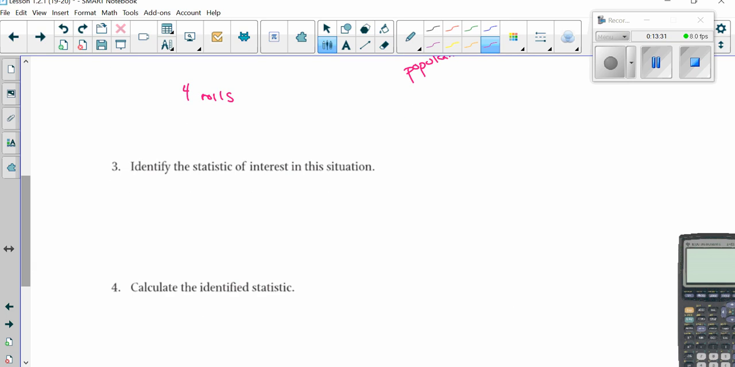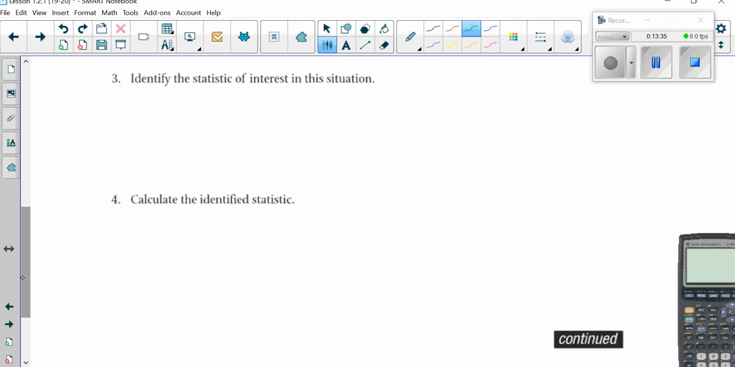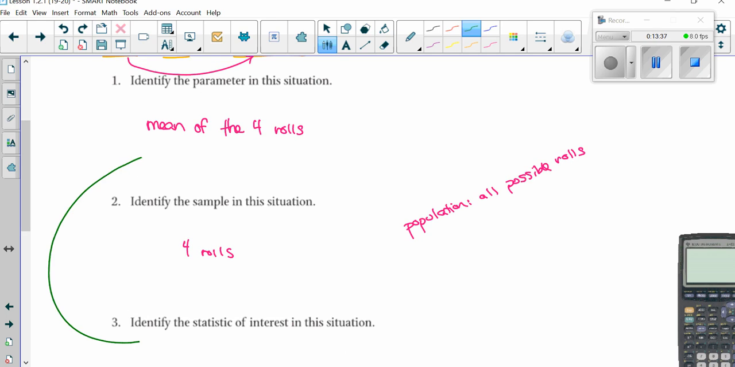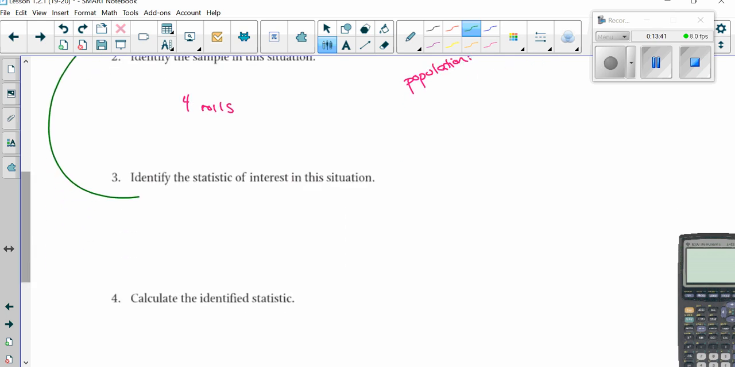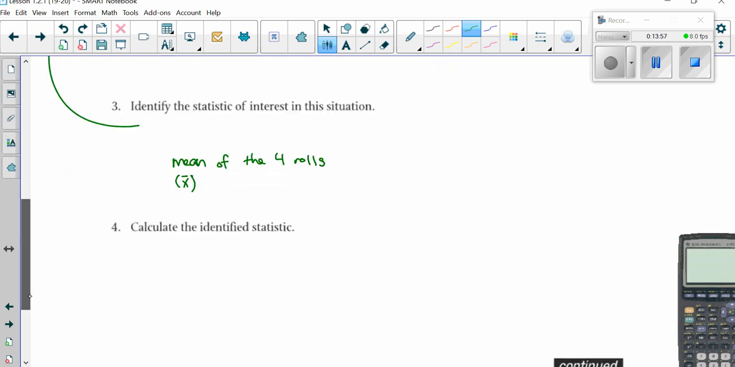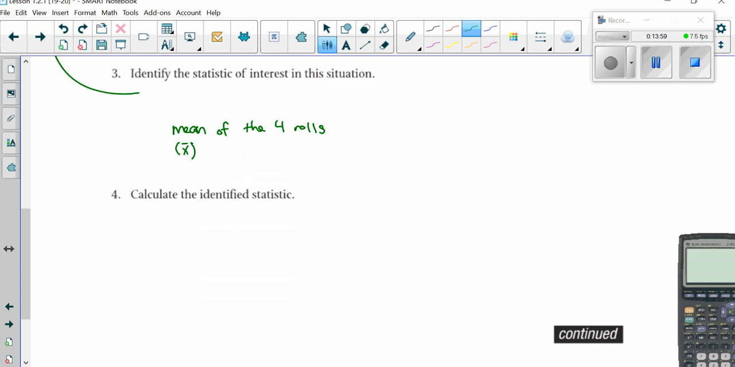The statistic of interest is again answering the parameter. So I would draw an arrow and say it's this right here. It's answering that question: what is the mean of the four rolls? Here it just has to identify, so it's just the mean of the four rolls. And then finally, it says to actually calculate that statistic, the mean.